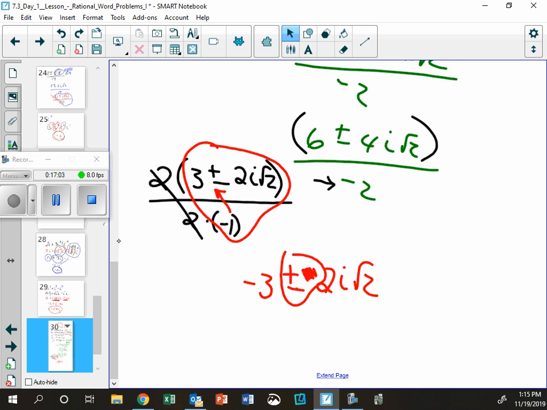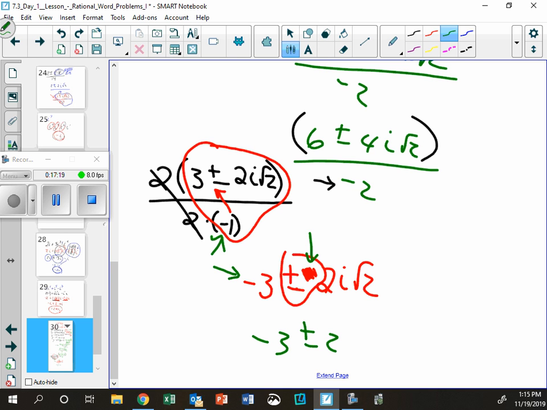Same thing with math. You got to be really careful with the details, like dividing by a negative. This number would change to negative. That one would not, because plus minus has already got all the bases covered. Okay, so final answer, -3 plus and minus 2i root 2. Wow. You are in higher algebra, and honors higher algebra at that.